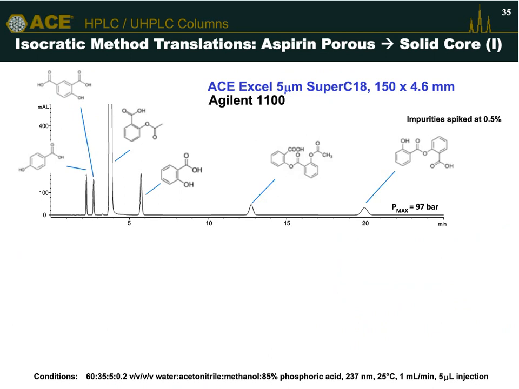So, and this is another example of an isocratic method translation, and this is for aspirin and some related substances. So we can see aspirin, or acetylsalicylic acid, is the main component, and we can see impurities spiked in at around about 0.5%. Now here is the separation on a porous particle platform, 150 by 4.6 millimeter 5 micron.